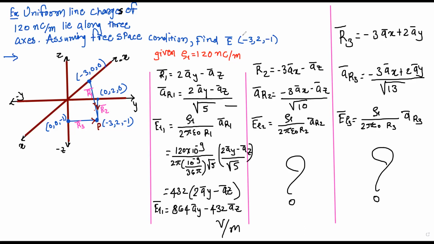What answers are you getting here? EL2 is equal to minus 648 a bar x minus 216 a bar z volts per meter. Correct. Okay, good.